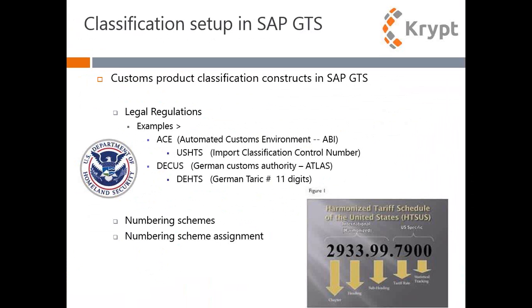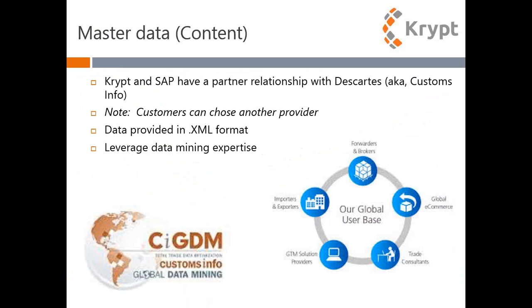And we can maintain that for the USHTS, in this example, the German tariff. So the 10-digit US number, the 11-digit tariff, 8-digit Brazil number, etc. So all of that is just a matter of assigning those schemes to a regulation and maintaining those numbers.